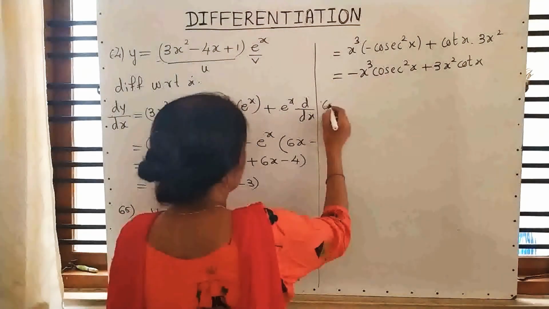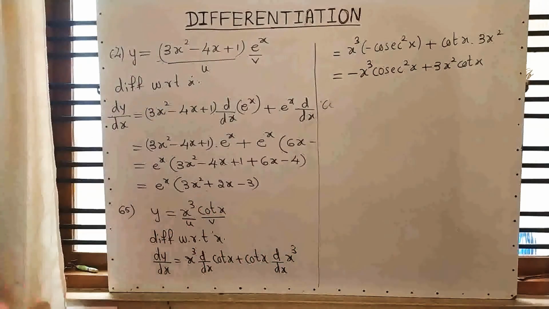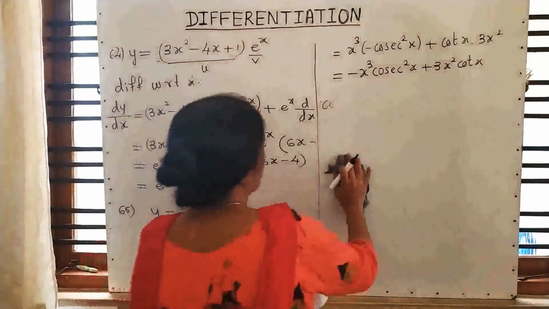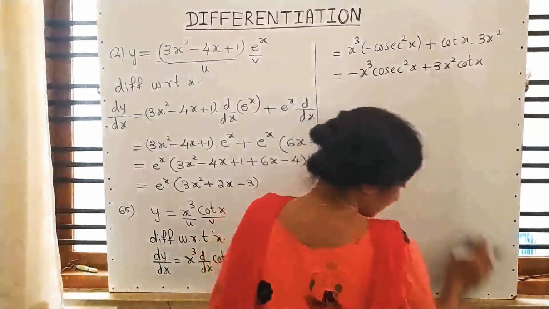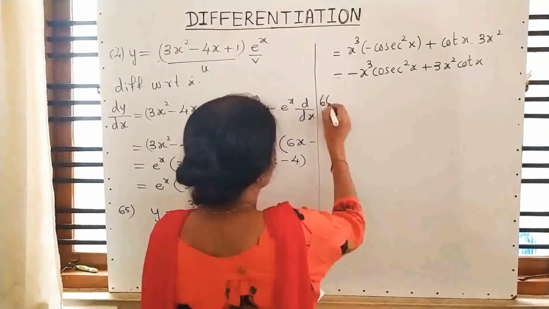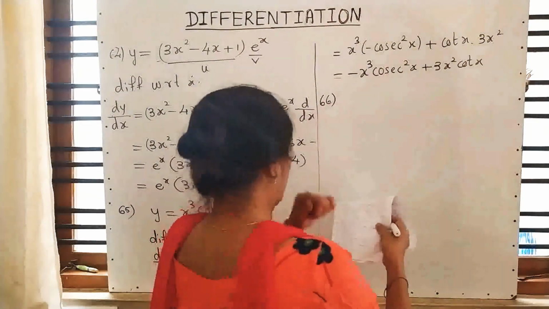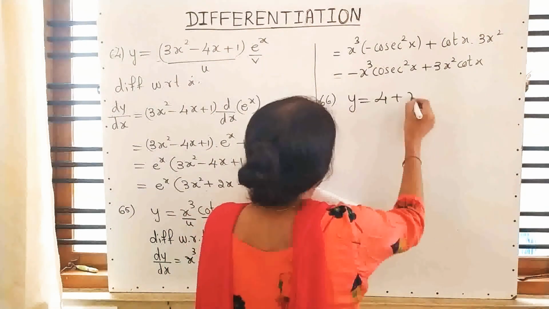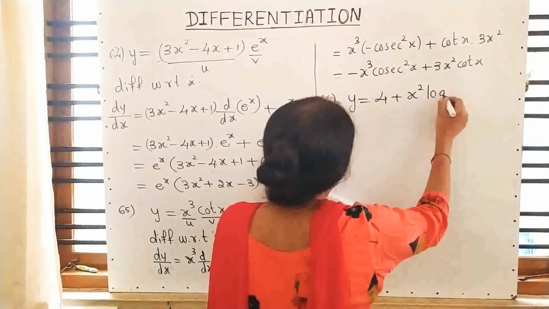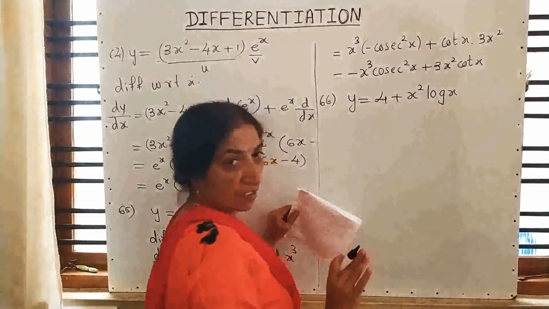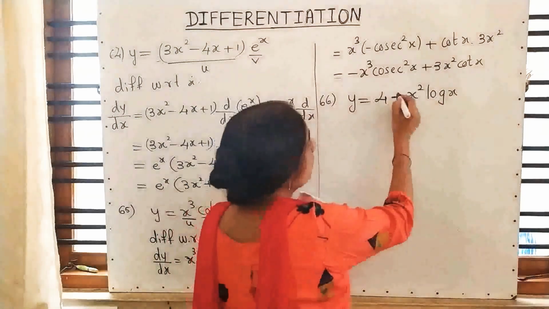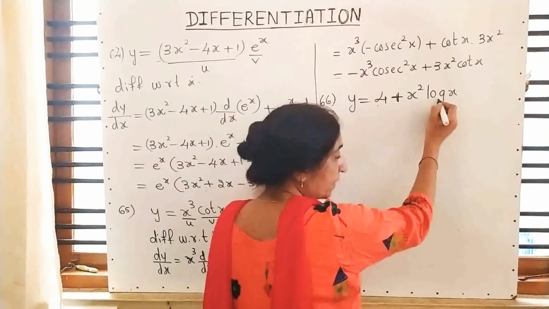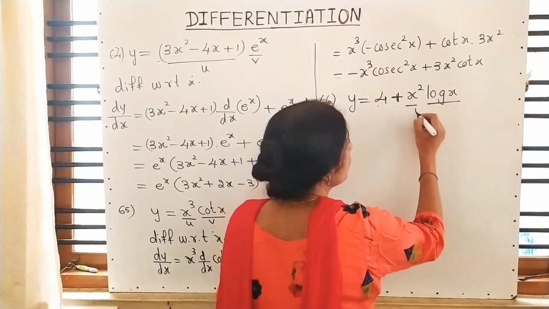Next, question number 66. See, are they very simple or what? Yes, they are very simple. y is equal to 4 plus x square into log x. See, in the middle we have a plus, so this is separate differentiation, this is separate. Again in this we have u into v.